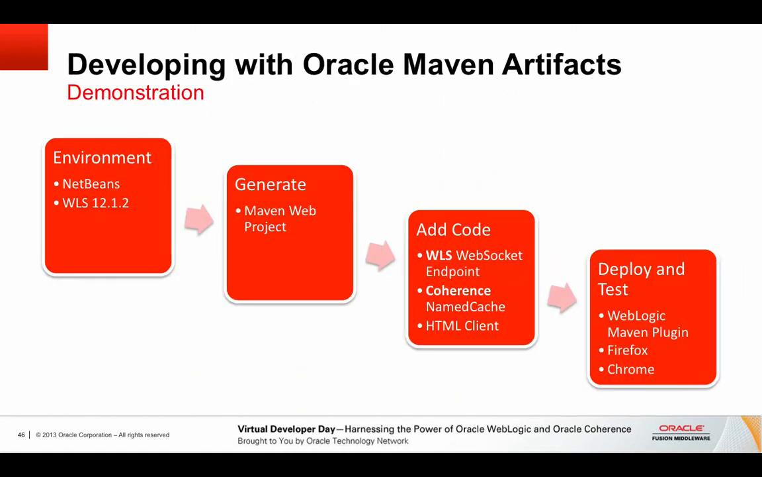Alright, what we're going to do now is another demonstration where I'm going to go back into NetBeans. I'm going to generate a new web project. I'm then going to build out very quickly an application that uses the new WebSocket API and uses Coherence, and then deploy and test it. So in this case I'm going to be demonstrating how I can add dependencies on Oracle Coherence and the Oracle WebLogic Server Web API from NetBeans and have that fulfilled from the Maven repo.